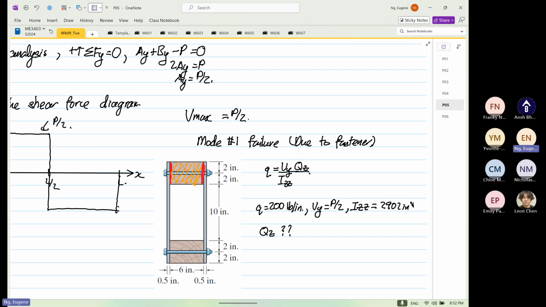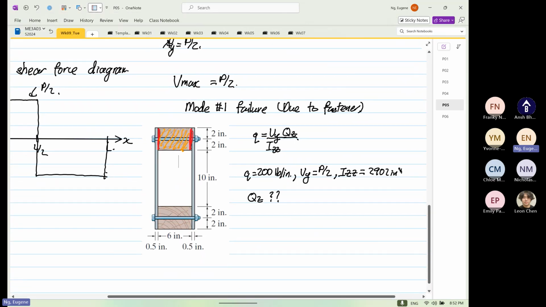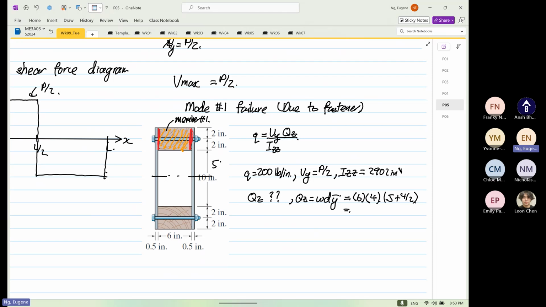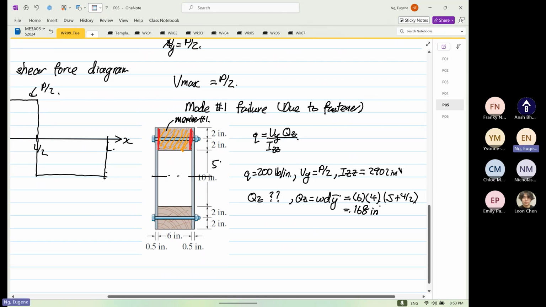Okay, so now from here, the good news is we know our Qz. Qz is equal to width times depth times y bar. So the width is equal to what? 6 inches, just for the wood, just for this member number one. And then the depth is 4, 2 plus 2. The y bar, so halfway, is 5 plus 4 divided by 2, which is equal to 7. So this will be 6 times 4 times 7, which is equal to 168 inches to the power 3.